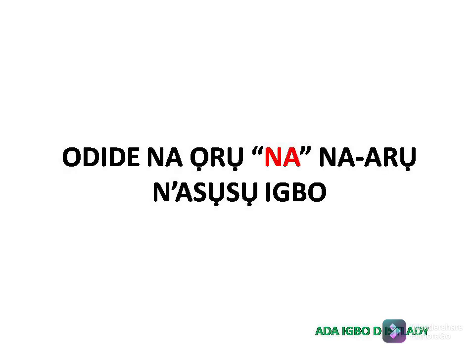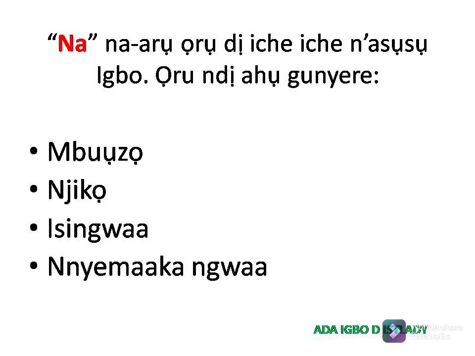So that is that for the function of na in Igbo language. Remember I said na functions as mbuzo, which is preposition, njiko, conjunction, isi ngwa, verb root, enyemaka ngwa, auxiliary verb. So while writing na in a sentence, you ask yourself, is the na taking the position of a preposition? Is it taking the position of a conjunction? Is it taking the position of a verb root or an auxiliary verb in that particular sentence? That will help you to write it the proper way.